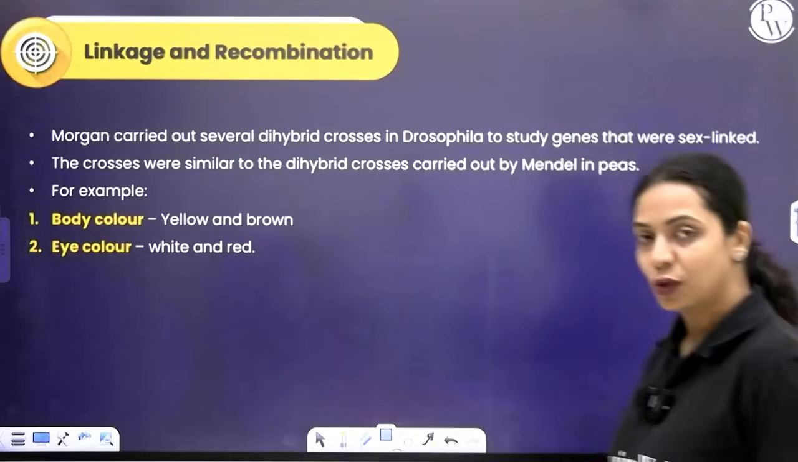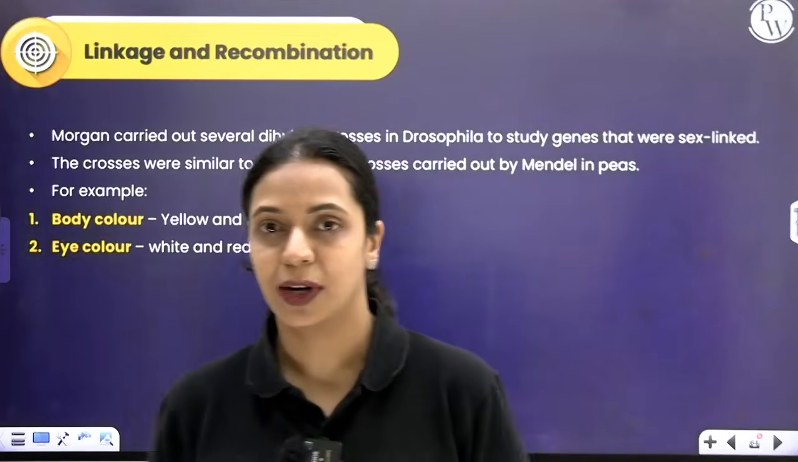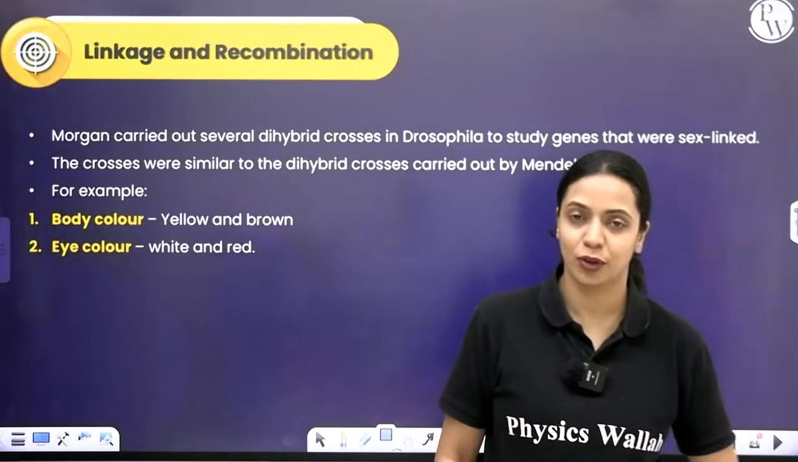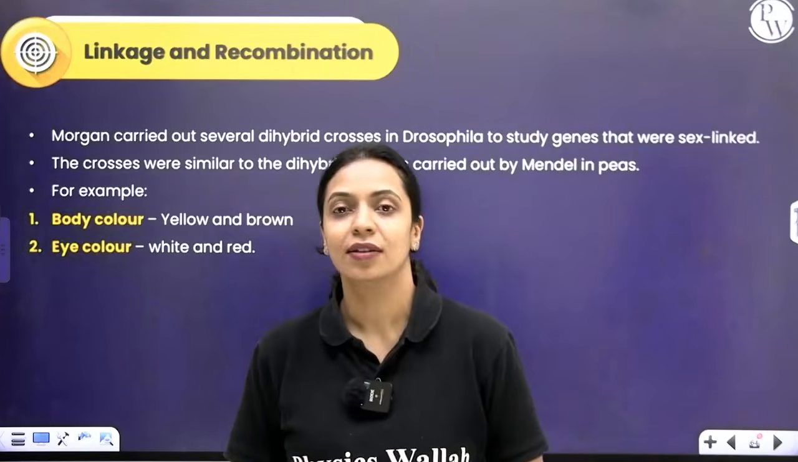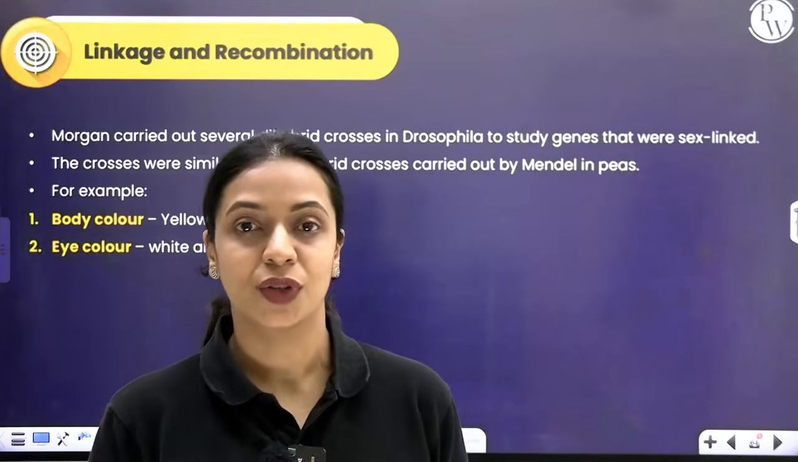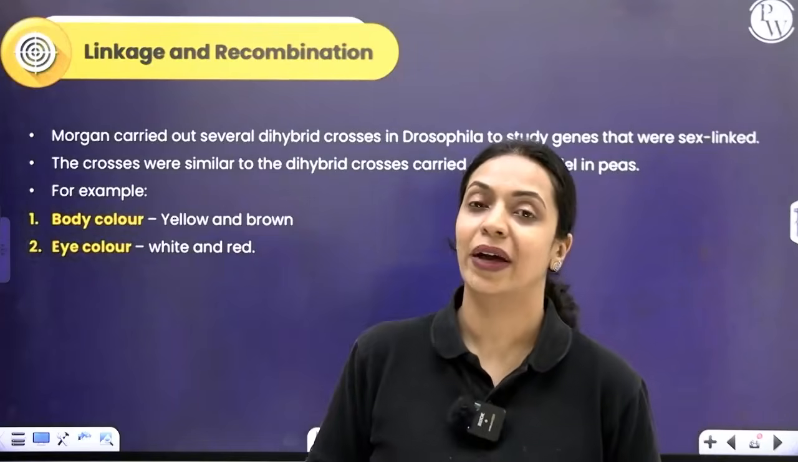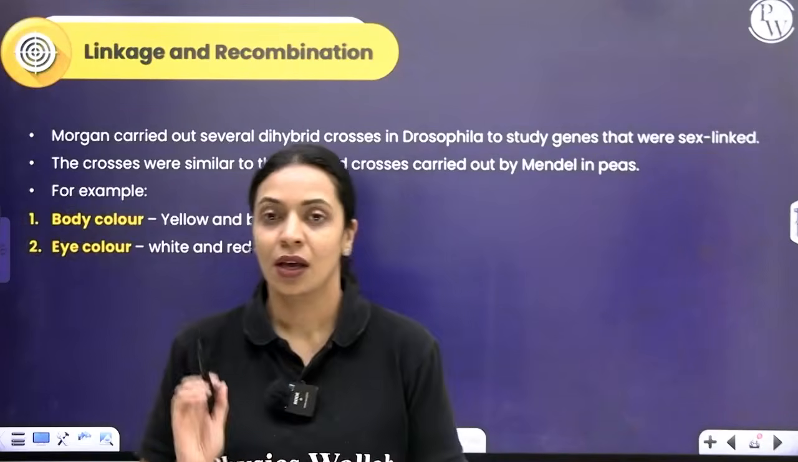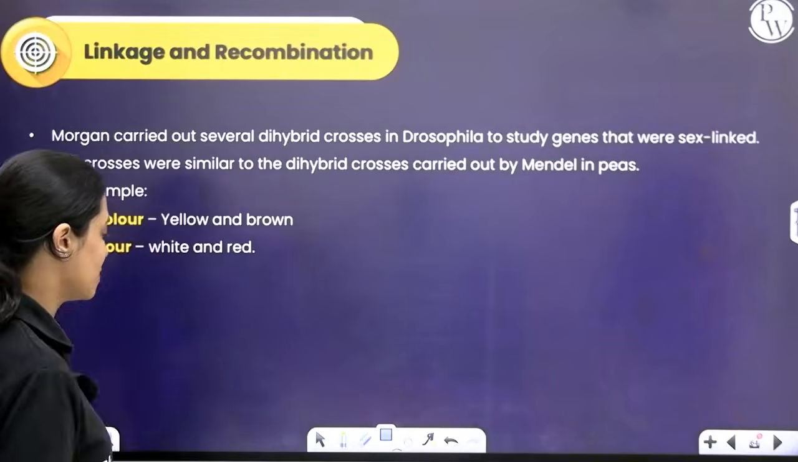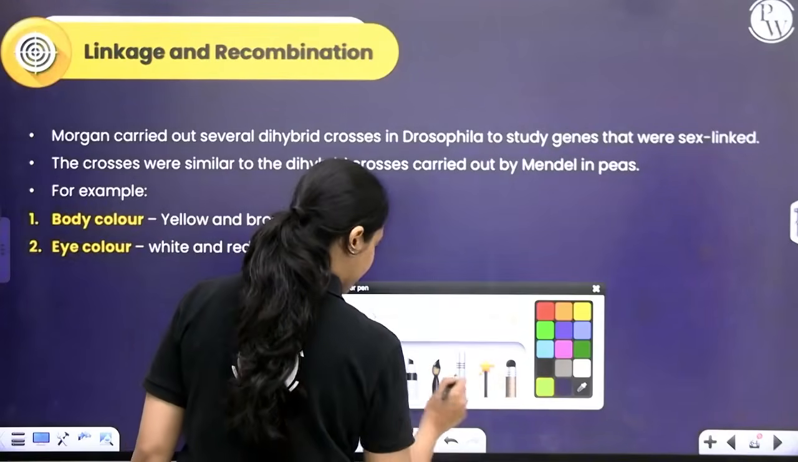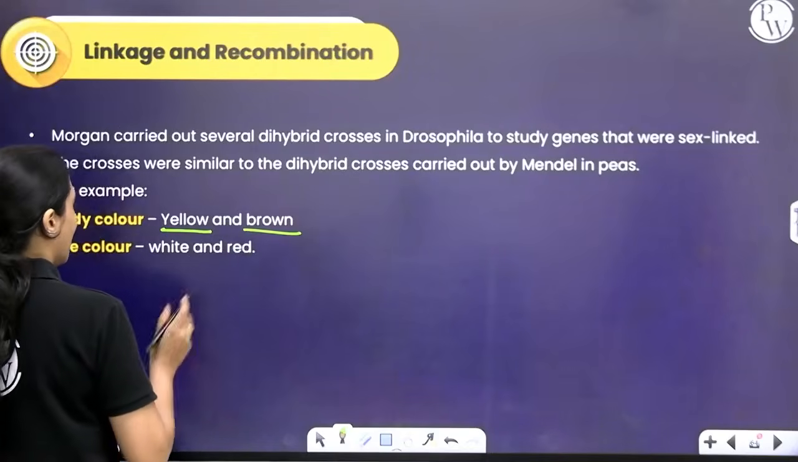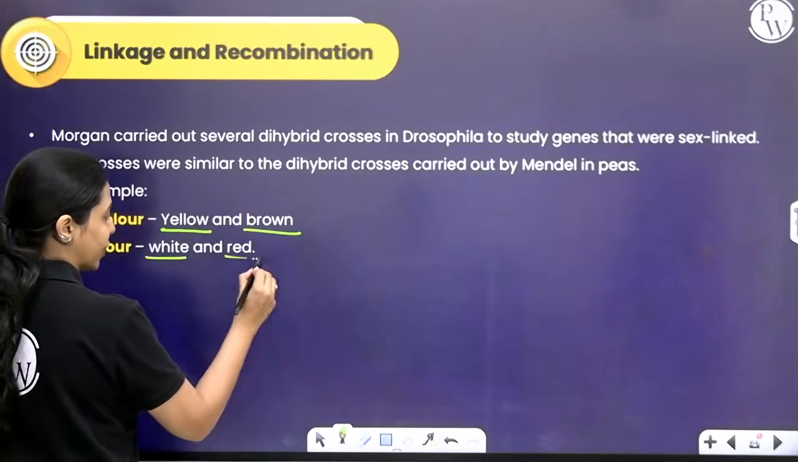And what did he do? He performed the dihybrid cross similar to what Mendel did. Here he chooses 2 characters. Of course, it's a dihybrid cross, 2 characters have to be chosen. The characters that he chooses are both related to color. One is color of the body, the other is color of the eyes. Body color exists in 2 forms. Either it can be yellow or it can be brown. Eye color, either it is white or it is red.